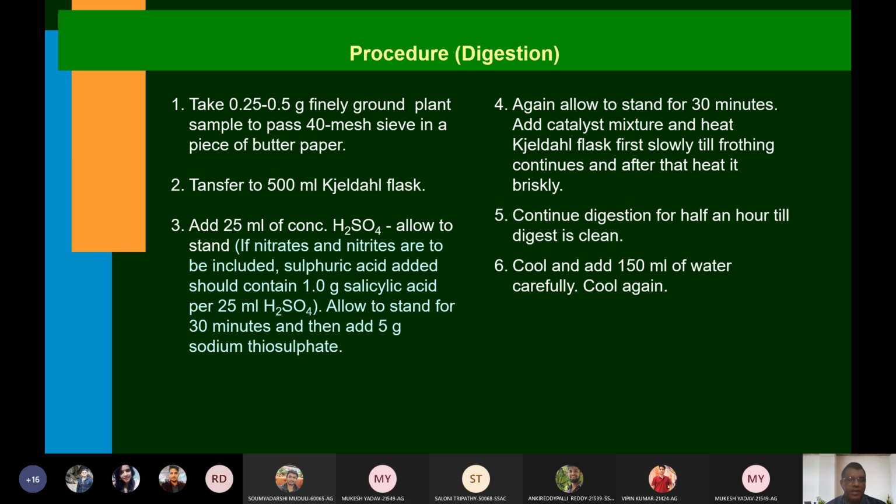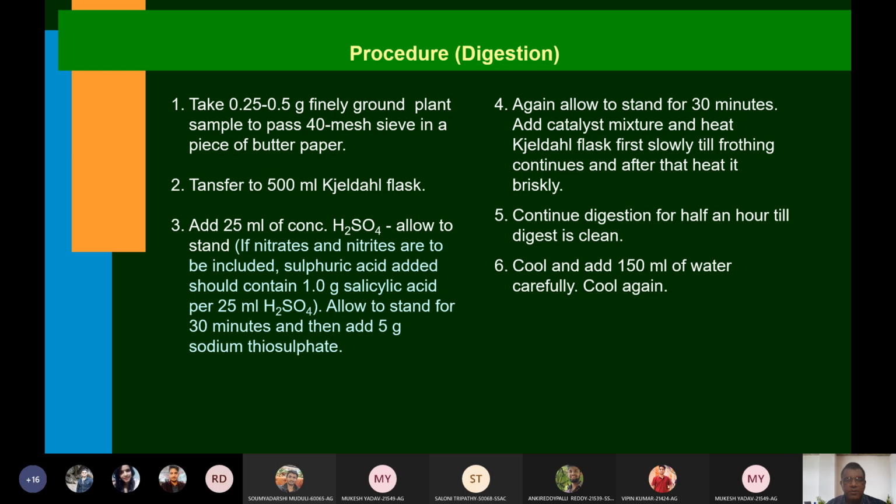So if nitrate and nitrites are to be included, the sulfuric acid added should contain 1 gram salicylic acid per 25 ml sulfuric acid. So you put your salicylic acid into sulfuric acid and allow it to stand for 30 minutes, and then add 5 grams sodium thiosulfate. So this is for soil samples.